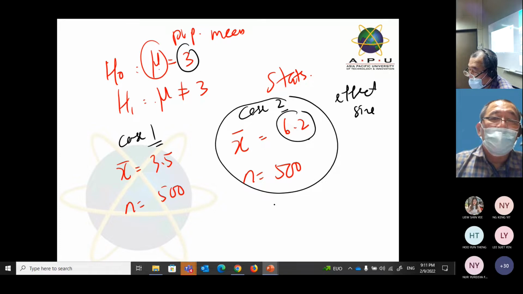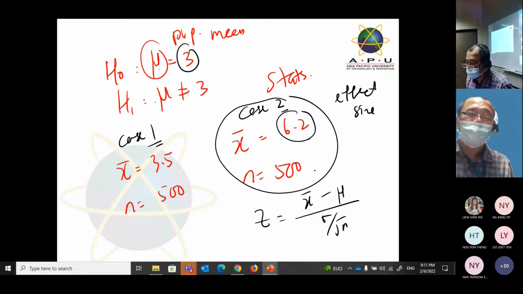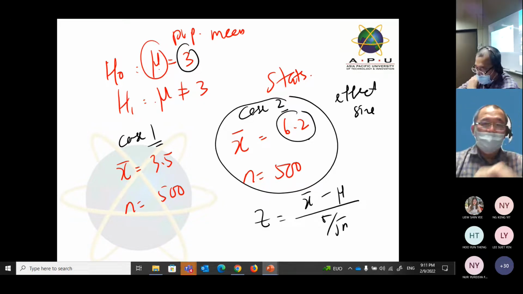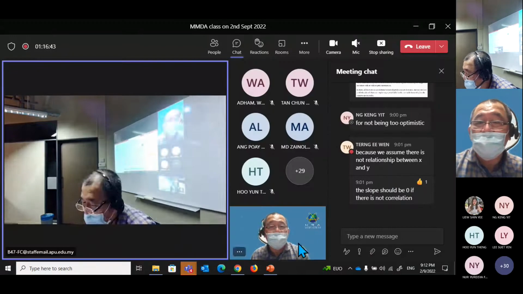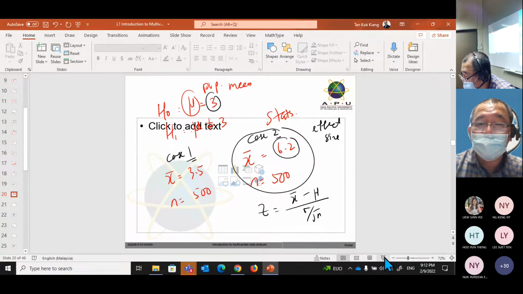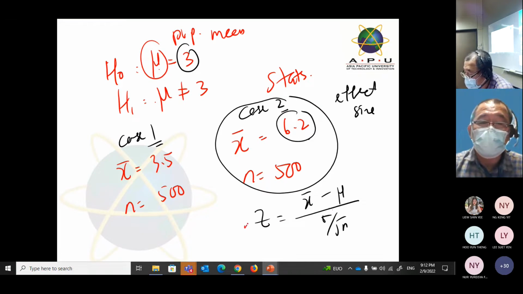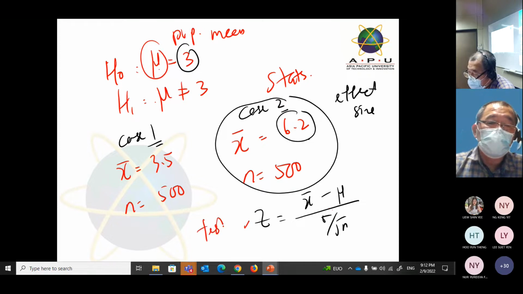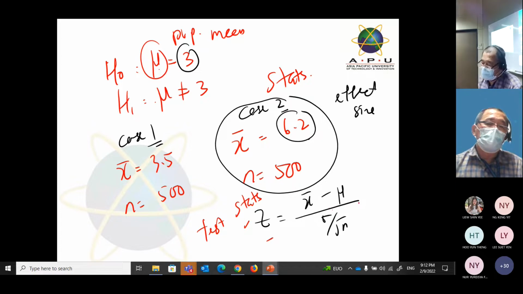I'll give you the formula. Z equals x bar minus mu, over sigma over square root of n. Maybe it's a bit technical, but I feel that giving you the formula should make it easier to understand, hopefully. So remember, this is the formula. You have to compute the test statistic for the Z: x bar minus mu over sigma over square root of n.